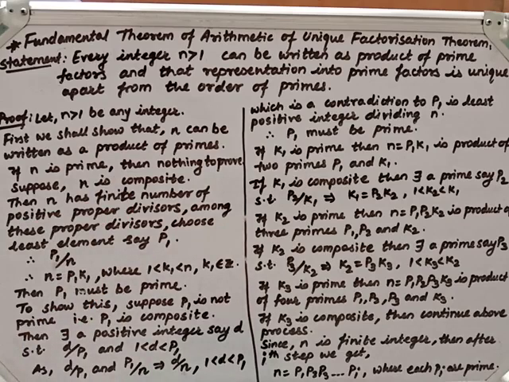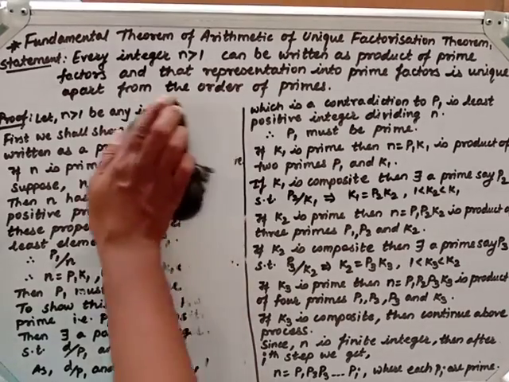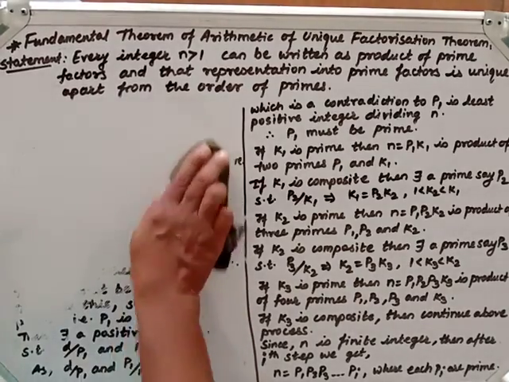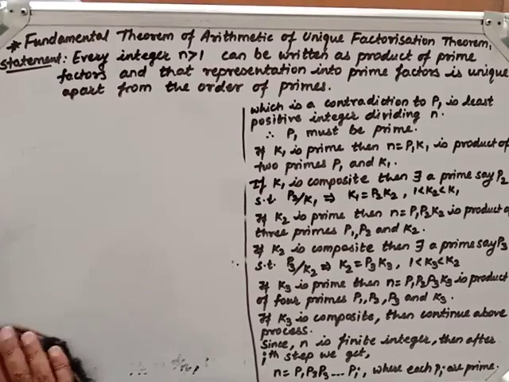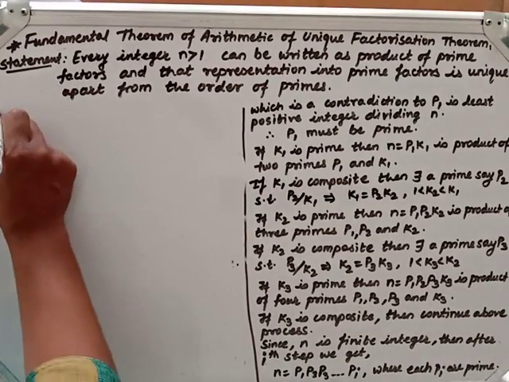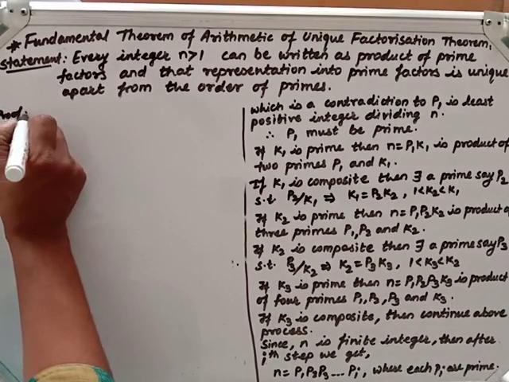Now we have to prove that this factorization is unique. So let us assume there are 2 different factorizations for this. So for uniqueness, this is again a proof, the same proof will continue here.